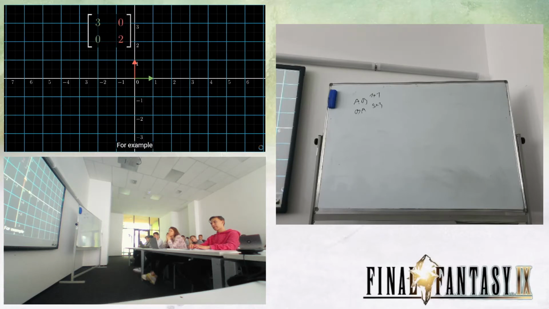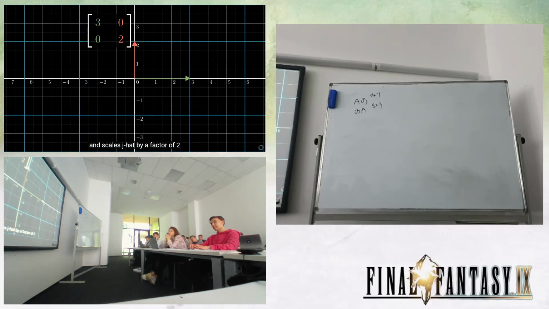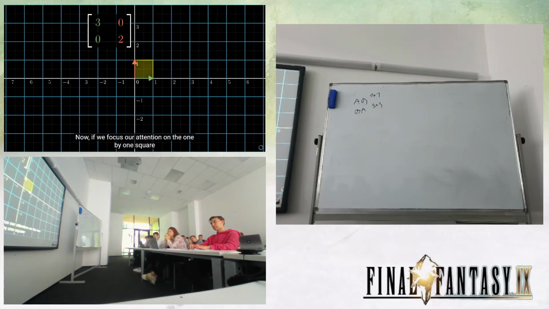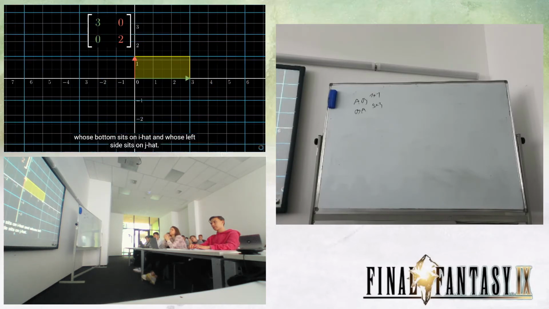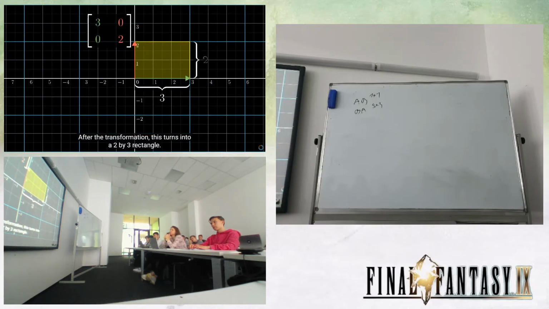For example, look at the matrix with columns 3, 0, and 0, 2. It scales i hat by a factor of 3 and scales j hat by a factor of 2. Now, if we focus our attention on the 1 by 1 square whose bottom sits on i hat and whose left side sits on j hat, after the transformation, this turns into a 2 by 3 rectangle. Since this region started out with area 1 and ended up with area 6, we can say the linear transformation has scaled its area by a factor of 6.